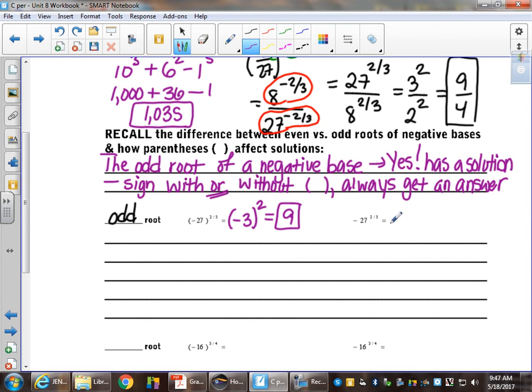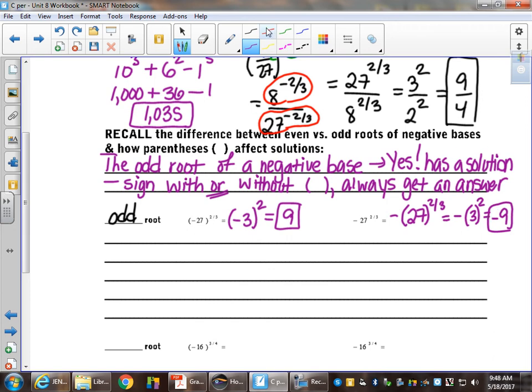Let's see what happens when it's outside parentheses. If it's outside parentheses, I'm literally saying negative 1 times a positive 27 to the 2/3. And that negative sign will stay on the outside the whole time. So how do I read this out loud? Third root of 27 is 3. So that's still negative on the outside, 3 squared. Negative 9 is my answer. That negative sign stayed where the whole time? On the outside. So with no parentheses, you have an odd root, then you get a negative. If it's in the parentheses, then you get a positive.